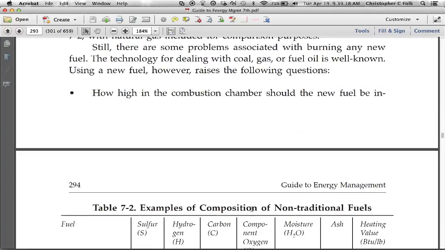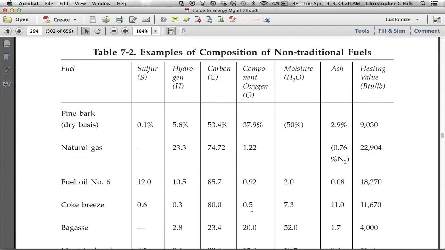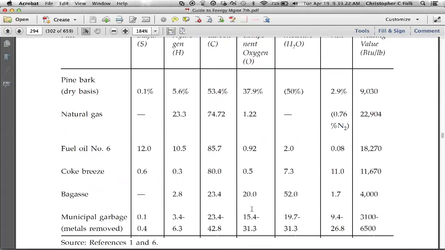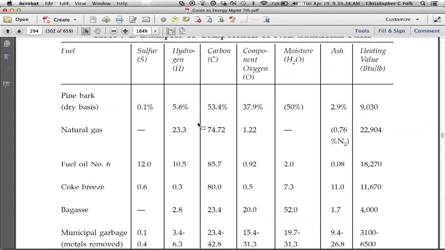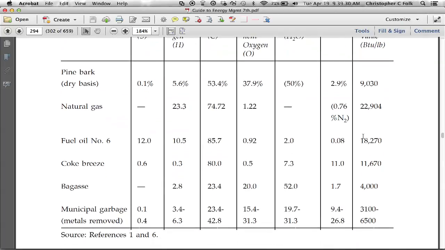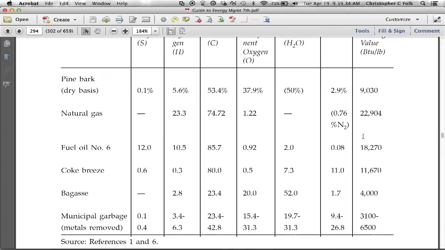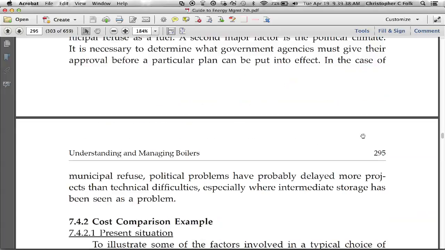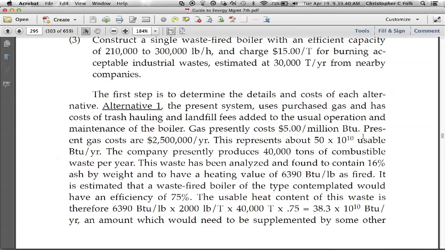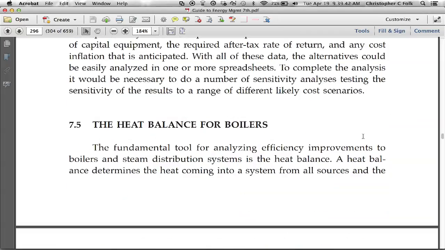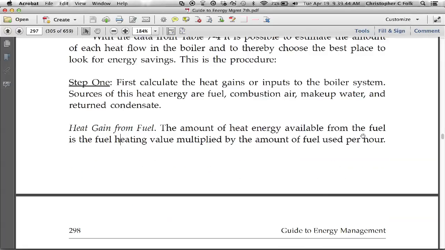All right, so again, there's a comparison of the fuels, and so we can see just how much sulfur, hydrogen, carbon, oxygen, moisture, and ash would result from them. And the references are located in the back of the chapter. This is the cost comparison. We'll look at that in a minute. What I want to get to is this drawing.